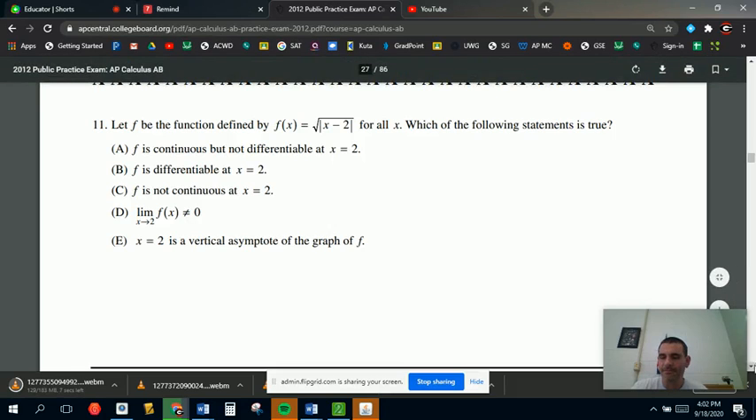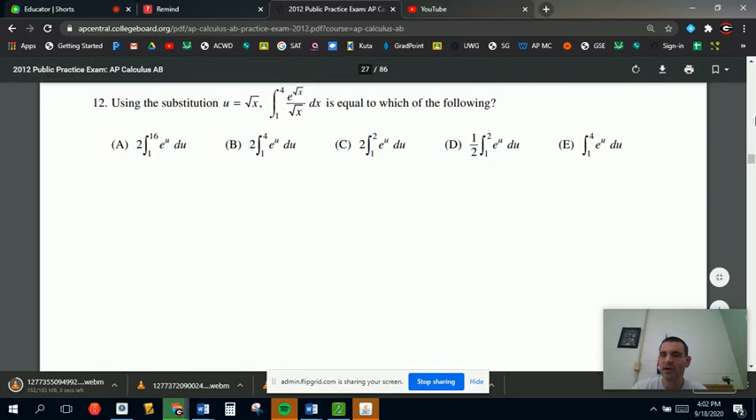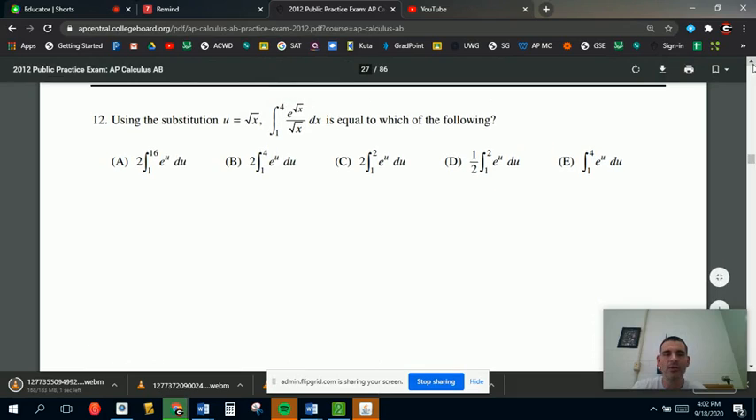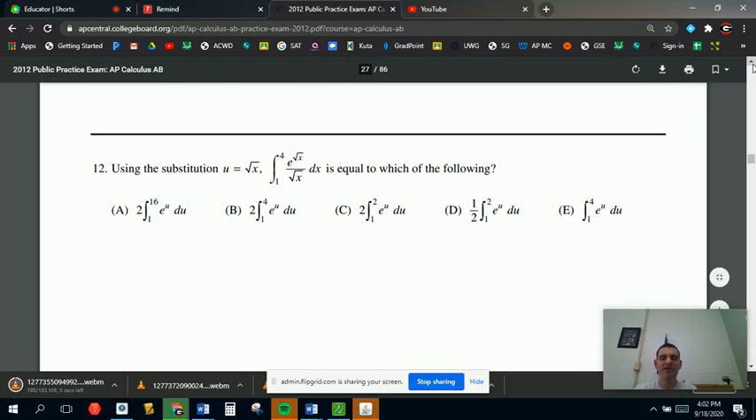Okay, let's do 12. What's 12 say? All right, so we have a little u sub here. Using the u substitution, u equals root x. Okay, so that integral is equal to which of the following? We just did one, I think, on number 10 that's very similar. So let's get this written down.